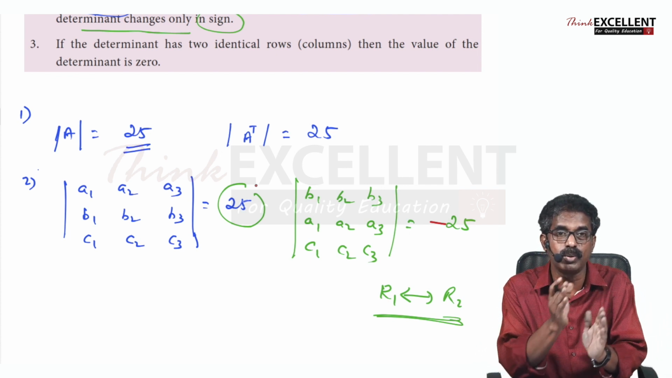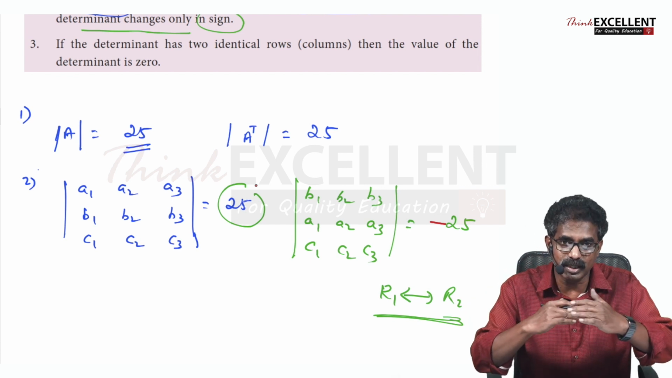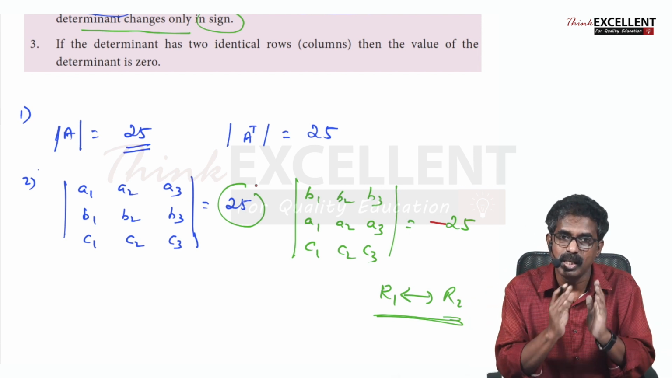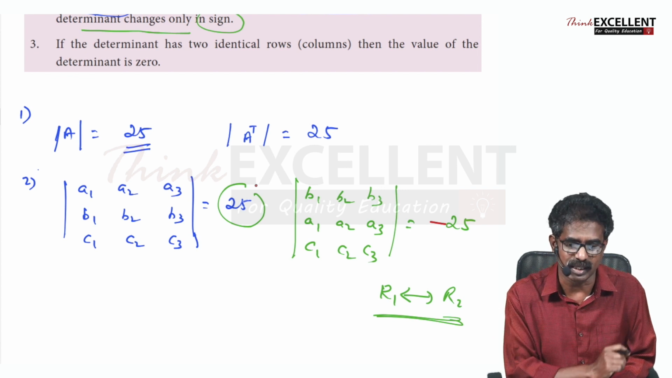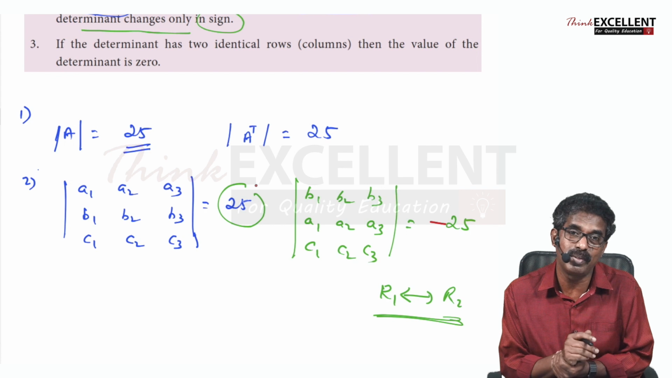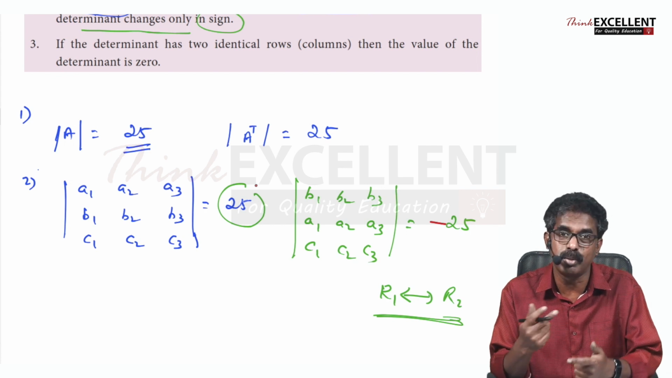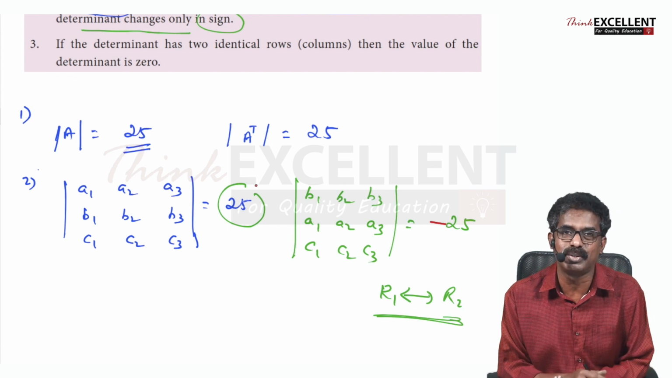In the same way, if you interchange two columns also. But don't interchange one row and one column. Either interchange two rows or interchange two columns. The sign changes. If it is positive, it becomes negative, and if negative, it becomes positive. Suppose you interchange two times, the sign changes two times, right? Minus, one more minus, so it becomes plus, and you will get the original value itself, right?